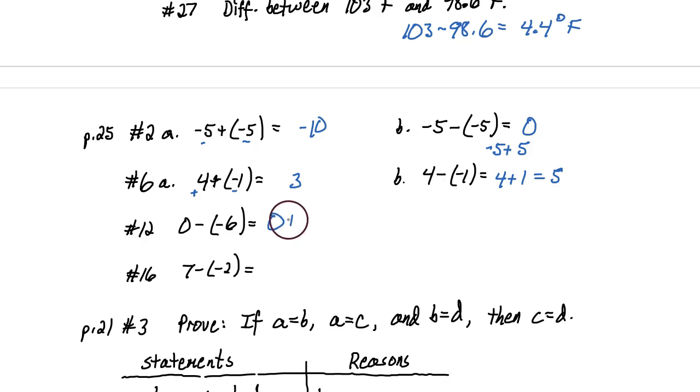Number 12, 0 subtract -6. Let's rewrite this as an adding problem. We see that the answer is 6. Number 16, another subtraction. Let's rewrite this as an adding problem. And we see that the answer is 9.